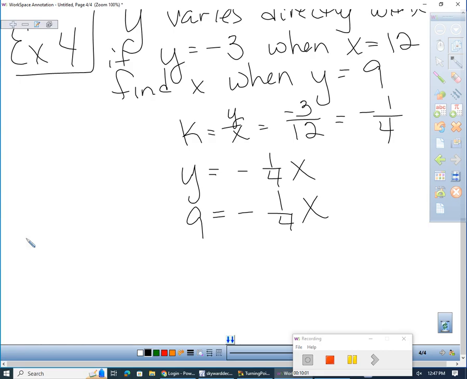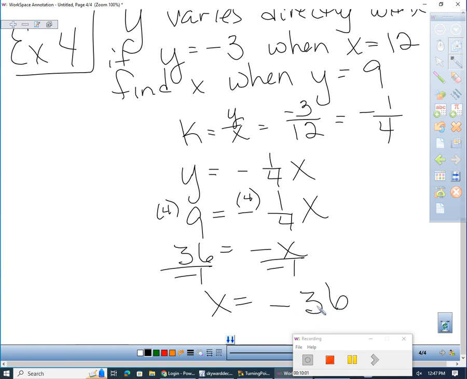You can divide it. I would times it. What would you do? Times by 4 is where I'd start. Clear the fraction, right? If we times both sides by 4, we get 36 equals -x. And of course, we divide by a -1, and x equals -36. Questions on these? No questions. So we're doing okay so far?